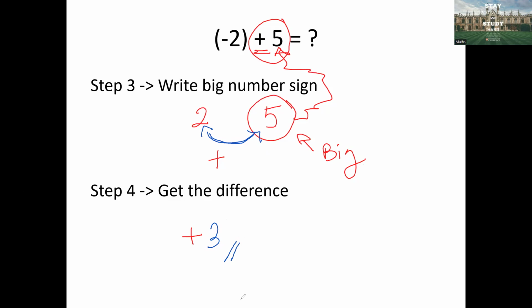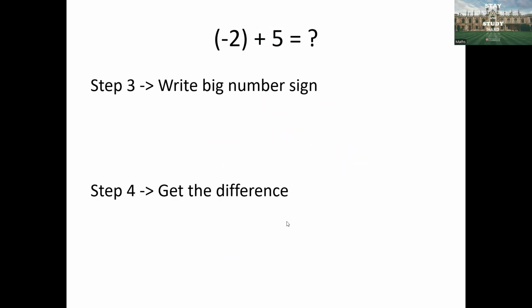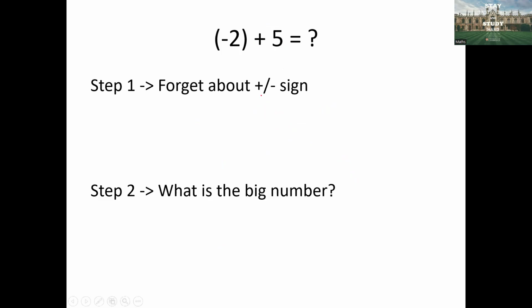I will explain again from the beginning. First of all, you have to figure out from two numbers, what is the big number. So first of all, you forget about plus minus and write the numbers. Then you figure out what the big number is. So 2 and 5, the big number is this 5, obviously.